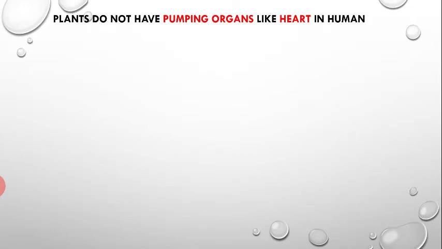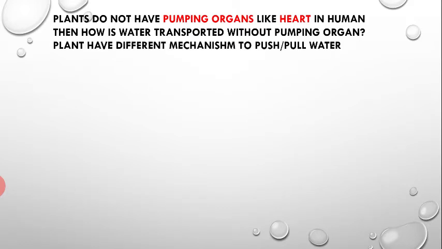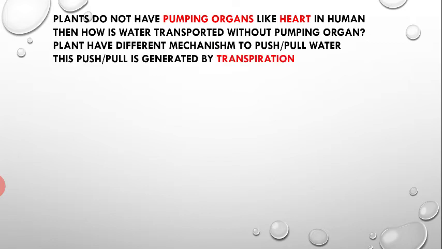So the question rises: plants do not have a pumping organ like the heart in humans. Then how is water transported without a pumping organ in plants? Plants have a different mechanism to push and pull water. So the plant does not have a pumping organ, but it has some different mechanism so that water is pushed from one location to another, or pulled from one location to another in plants. This push and pull in plants is generated by the process of transpiration.